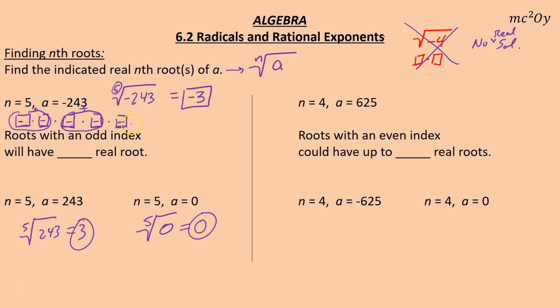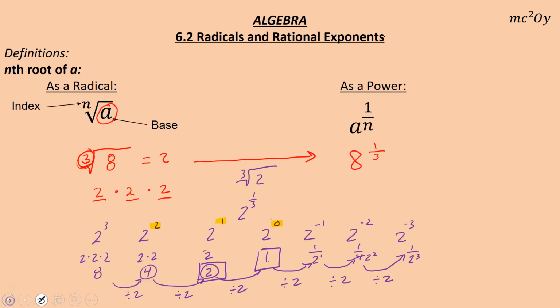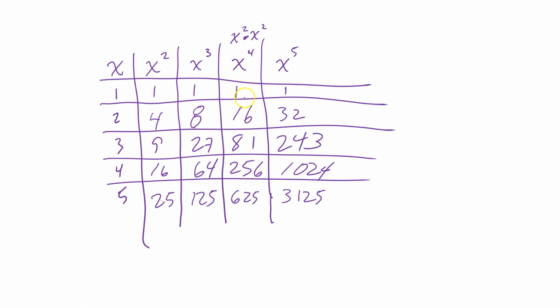Well, notice roots with an odd index, so 5, in fact, 3, 1, we usually don't do the first root, but 7. Roots with an odd index will have one real root. Okay, key statement there. Let's try some even indexes over here. So like the fourth root. Let's do the fourth root of 625. What number multiplied by itself 4 times makes 625? And so if I back up here, the fourth root of 625 is 5.